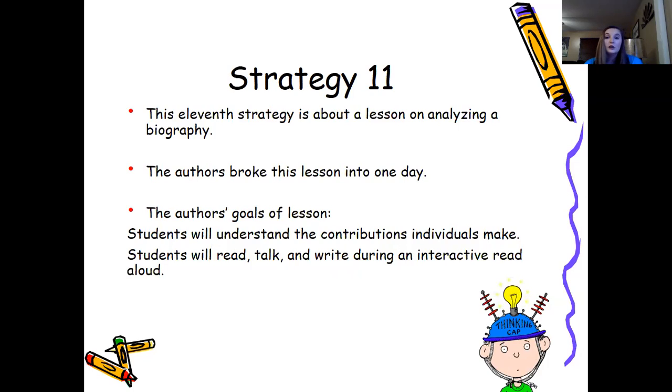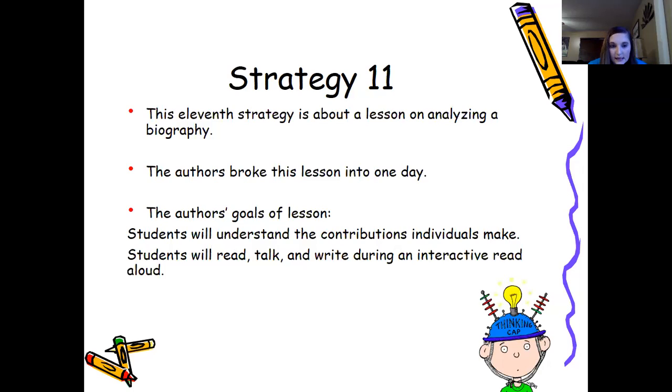Okay, let's move on to strategy 11. This is a lesson on analyzing a biography. For the previous lesson, they have to know what a biography is. And if they don't understand what a biography is, they're going to struggle with this lesson. So that's why it's really important that they understand what a biography is.